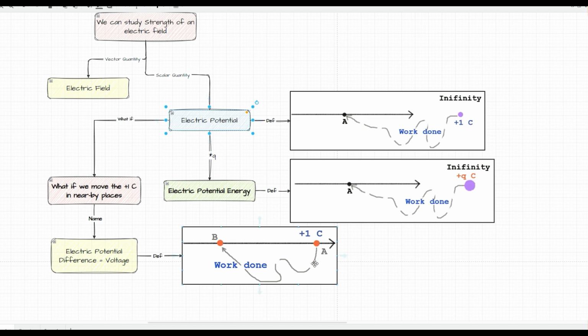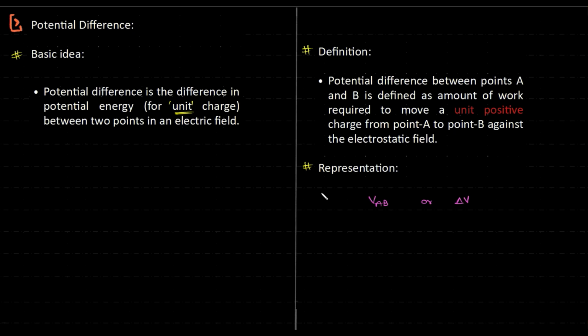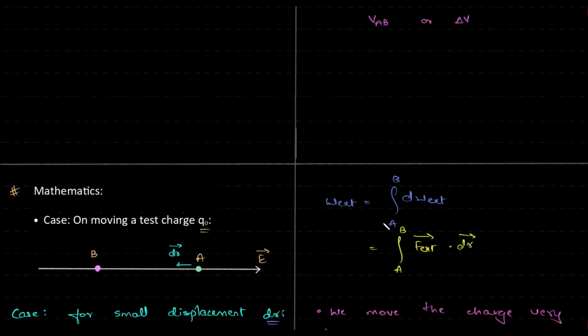But if we move it between 2 points which are kind of nearby and all of that, we can call it voltage or potential difference. And when we talk about potential difference, we use VAB, delta V, and so on and so forth.